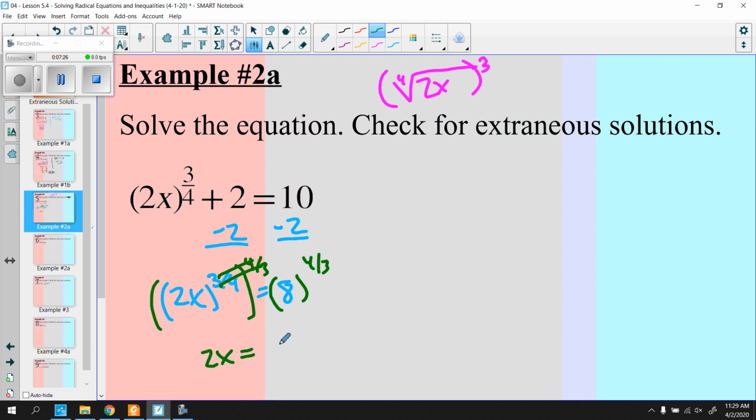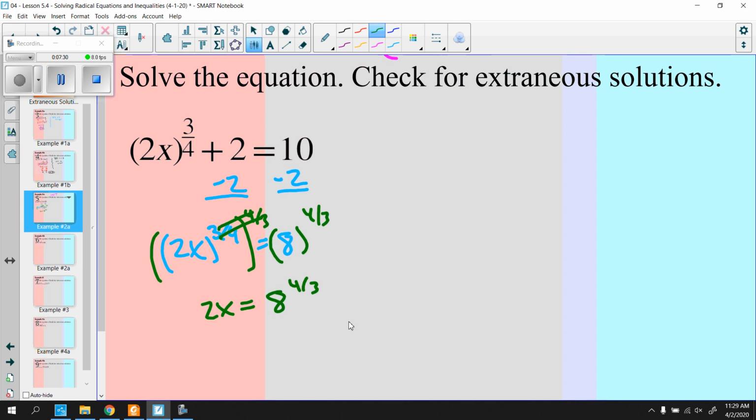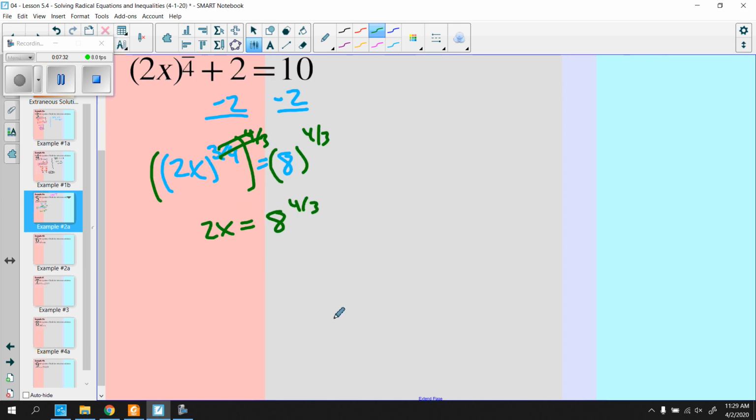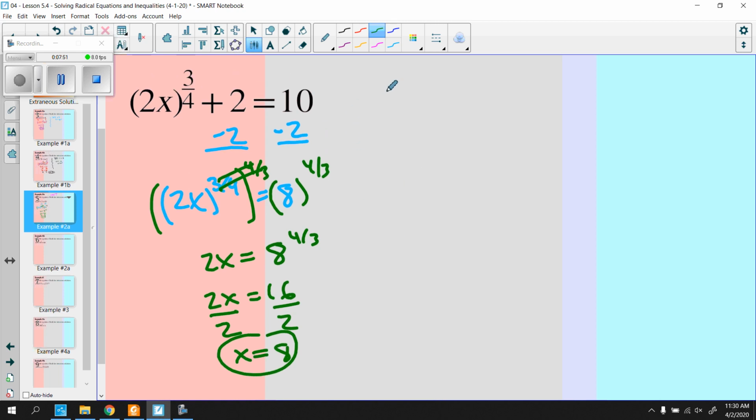And then we have 8 to the 4/3 on this side. Now we have to evaluate that, which I've got my calculator here. We can go 8 to the 4/3 power. Awesome, 16. And then just like the last couple, we finished with something that's very, very doable. x equals 8. Let's take a quick check.